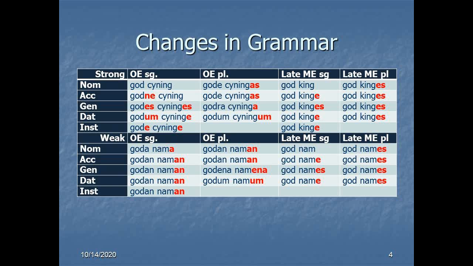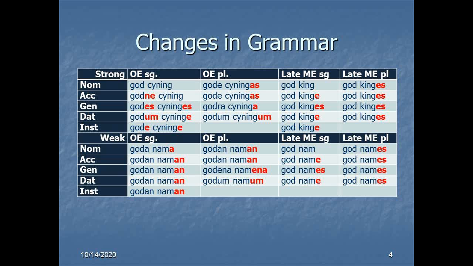They no longer needed to have the full pronunciation. This would account, for example, in the plurals, for the es ending. So we have in Old English, in the nominative, gode kuningas, and in Middle English, god kingus. So the S in the plural is retained from the nominative and the accusative. This is where it actually comes from. This is why we have an S in the plural.